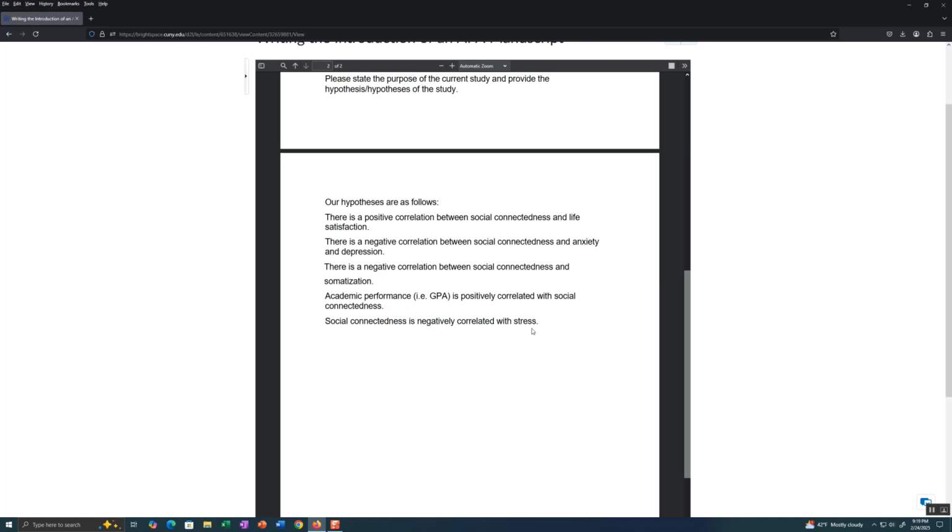I gave you very simple hypotheses, 5 simple hypotheses to test. These can all be looked at in terms of correlation. Remember that positive correlation means they go in the same direction. Negative correlation means they go in opposite directions.